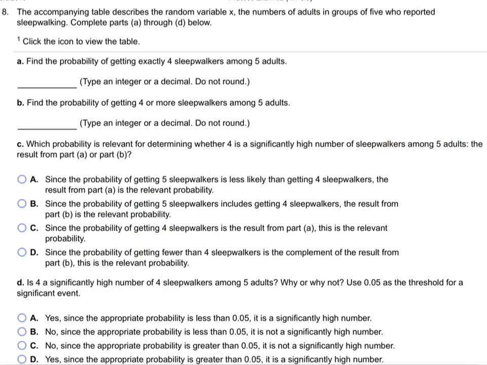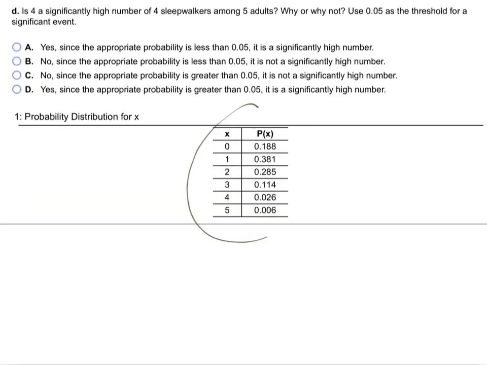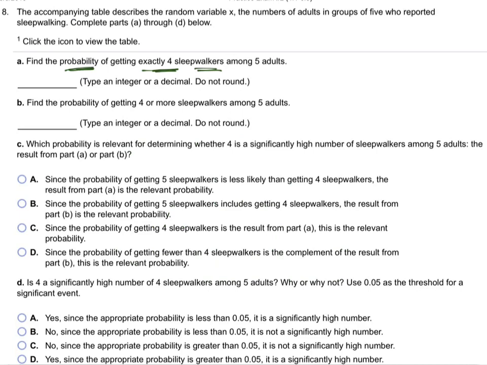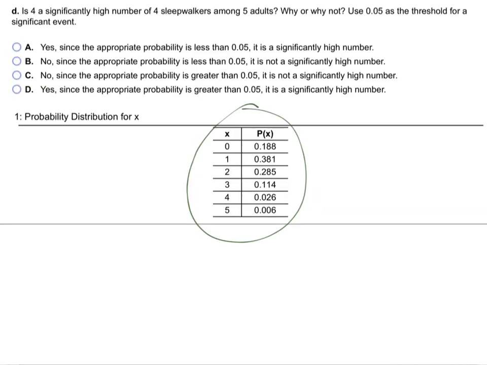All right. Next one, probability. Basically I'm going to jump to the question: the probability of exactly 4 sleepwalkers among 5 adults. So here's the probability table. What's the chance of exactly 4? 0.026. That's the probability that out of 5 people, you'll find exactly 4 sleepwalkers.